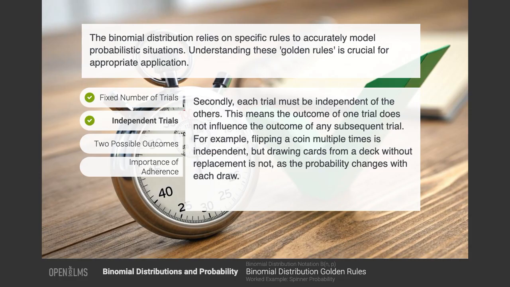Secondly, each trial must be independent of the others. This means the outcome of one trial does not influence the outcome of any subsequent trial. For example, flipping a coin multiple times is independent, but drawing cards from a deck without replacement is not, as the probability changes with each draw.